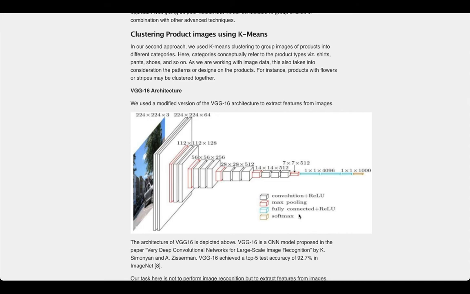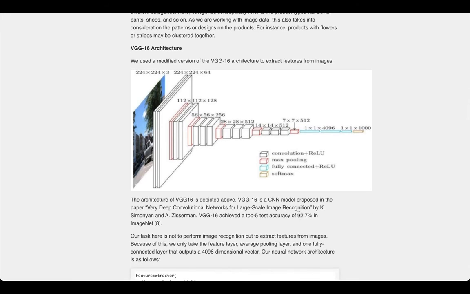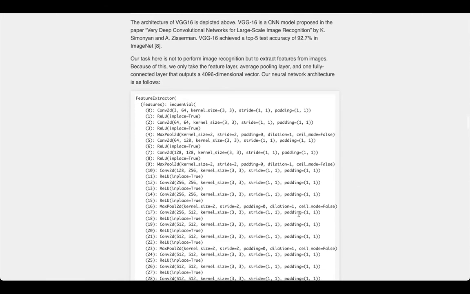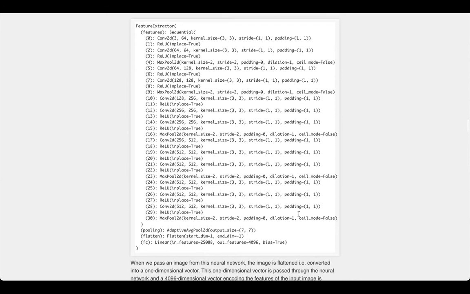We used a modified version of the VGG16 architecture, which can be seen here, to extract features from the images. Our task here is not to perform image recognition, but to extract features from images. Because of this, we only use the feature layer, average pooling layer, and one fully connected layer that outputs a 4096 dimensional vector. The architecture that we used can be seen here.